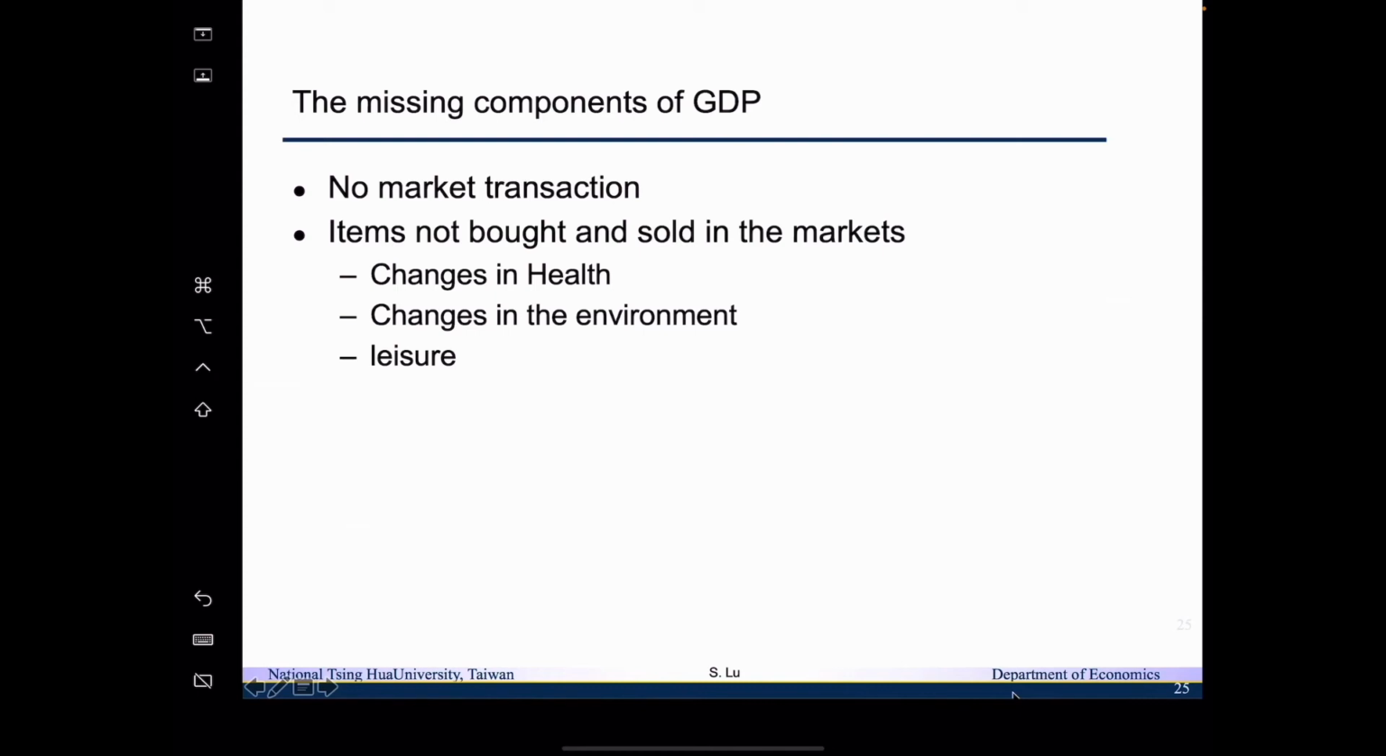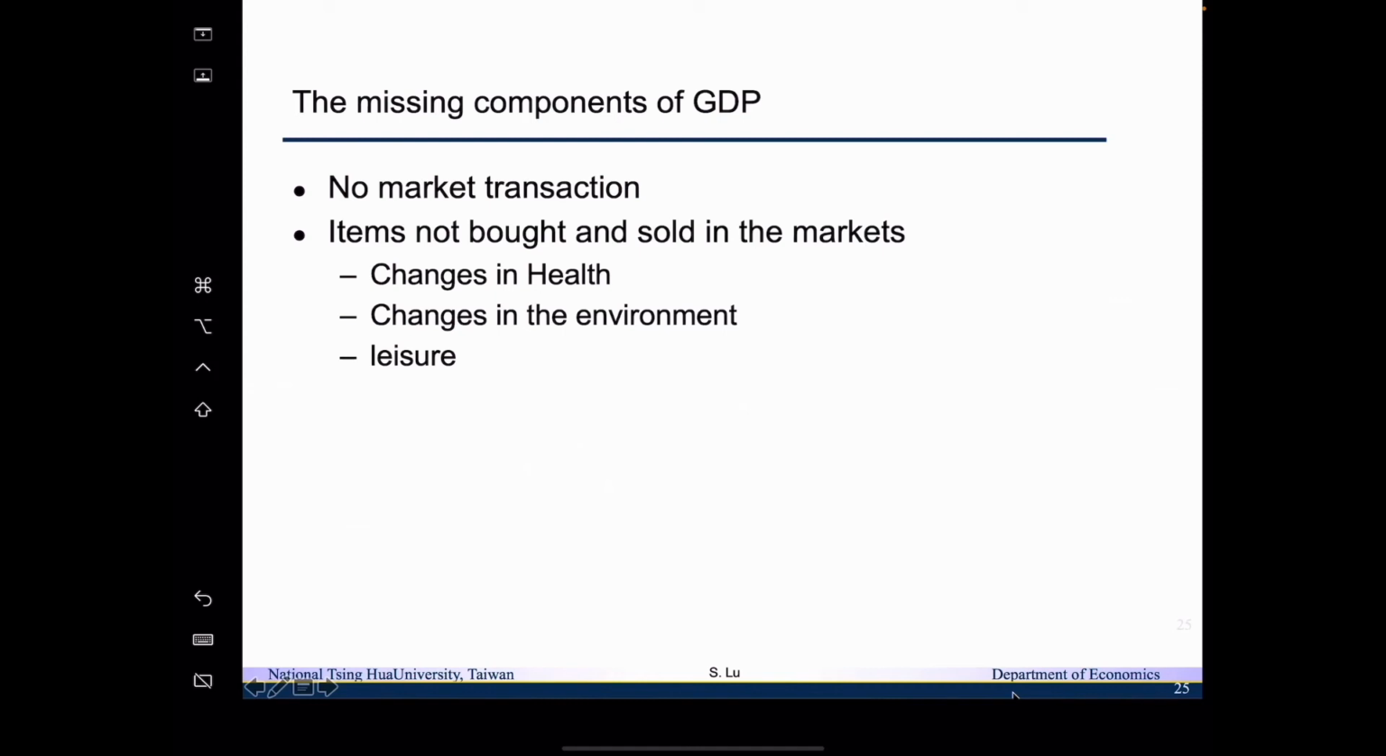The GDP can be an indicator of the well-being of a nation, but it is not perfect. It doesn't count the loss of health as a negative to the GDP. It doesn't count changes in the environment, especially pollution, as a negative. It doesn't count the loss of leisure as a negative. Those kinds of losses will definitely undermine the welfare of the nation, but they will not be reflected in the GDP.